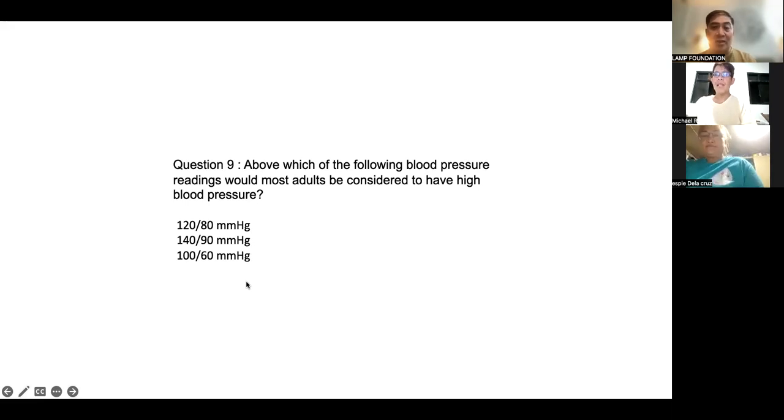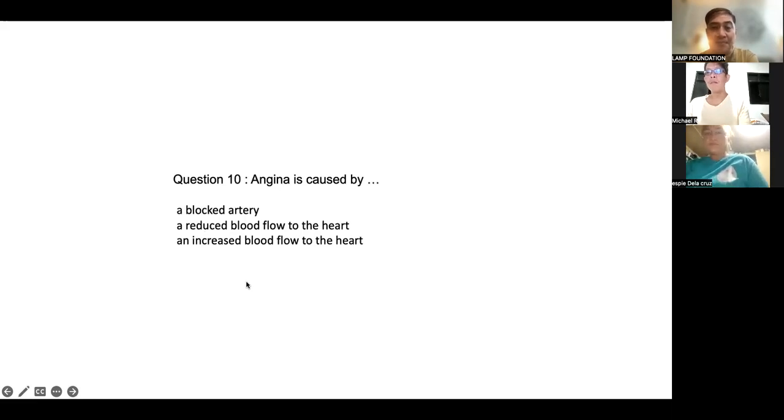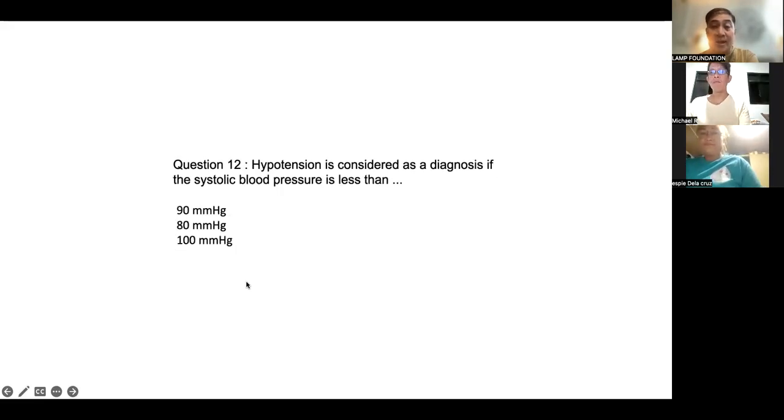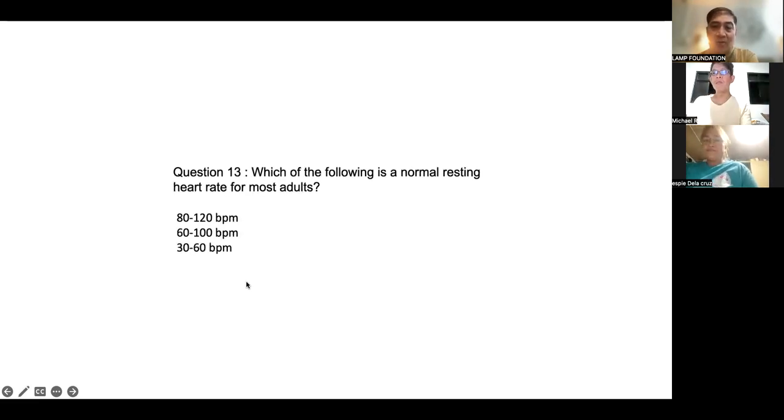Above which of the following blood pressure readings would most adults be considered to have high blood pressure? 140 over 90 mmHg. Okay, very good. So, alam nyo na yan, ha? Yeah, adults. Yung medyo may edad na. Angina is caused by? Reduced blood flow to the heart. Which of the following is a common cause of high blood pressure? Atherosclerosis. Hypotension is considered as a diagnosis if the systolic blood pressure is less than 90 mmHg. Good. Which of the following is a normal resting heart rate for most adults? 60 to 100 beats per minute.